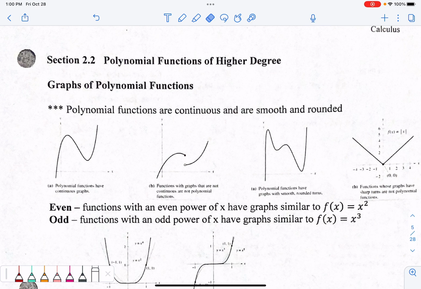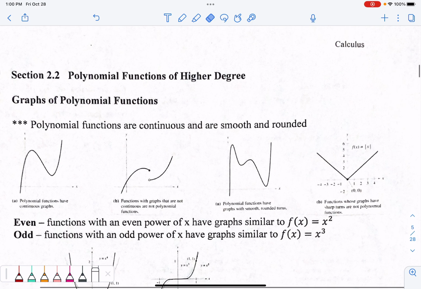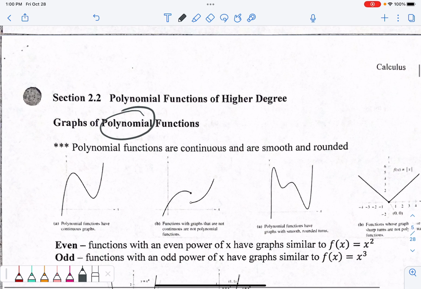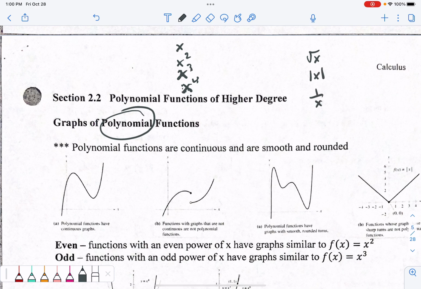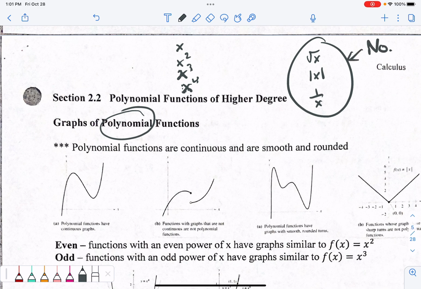All right. Polynomial functions. Polynomial functions are linear functions, quadratic functions, so like x's, x squareds, x cubed, which are cubic functions, x to the 4th power, x to the 5th power, etc. All of those are polynomial functions. What are not polynomials are like square root of x, or absolute value of x, or 1 over x. These are not polynomial functions. So just x's and x squareds and x cubes and all that good stuff, okay?